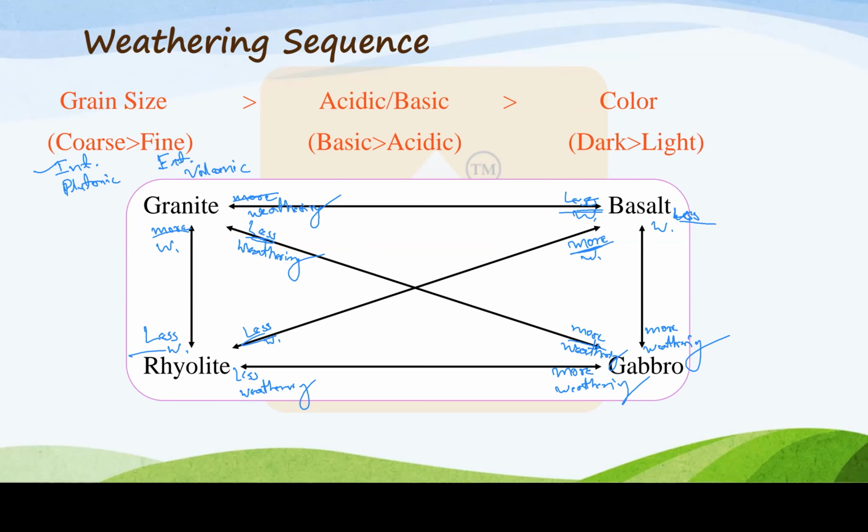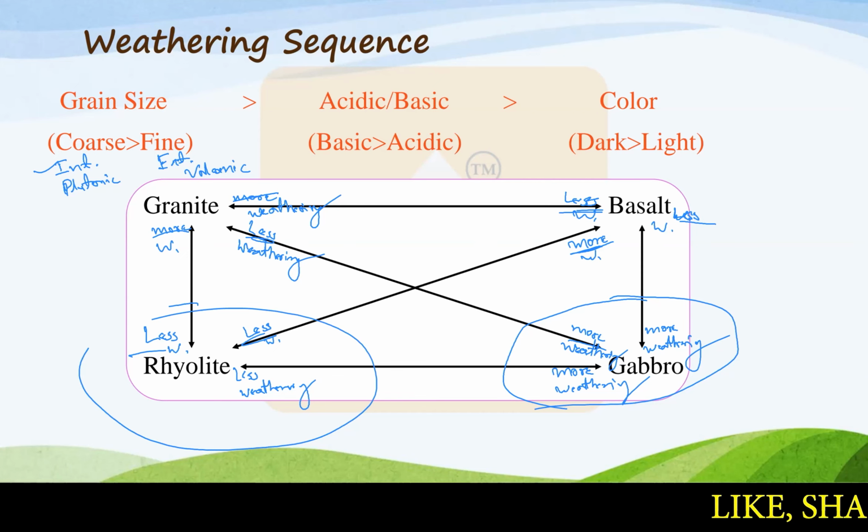And either all three are more. These all three more and these all three less. And here two are more, one is less. Here two are less, one is more. So you can remember that as well. So by just remembering that chart, you can remember.